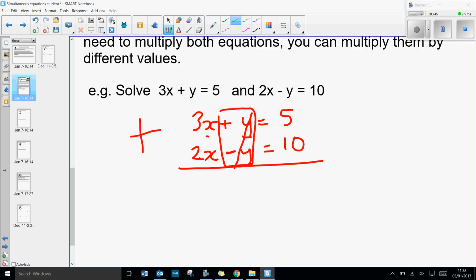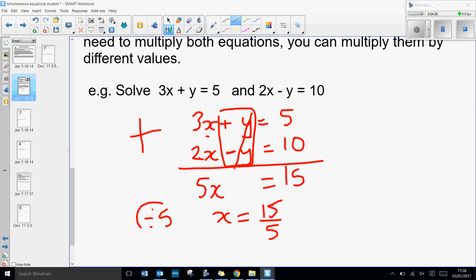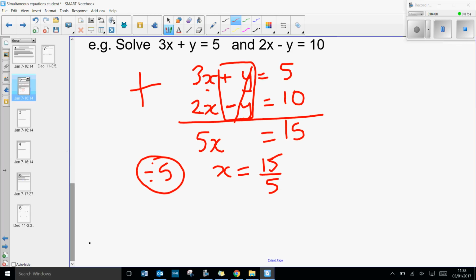So when we add them in columns, 3x plus 2x gives us 5x. We know that the y has disappeared, and this gives us 15. We then have x equals 15 divided by 5, because we've divided both sides by 5. And so x is equal to 3.